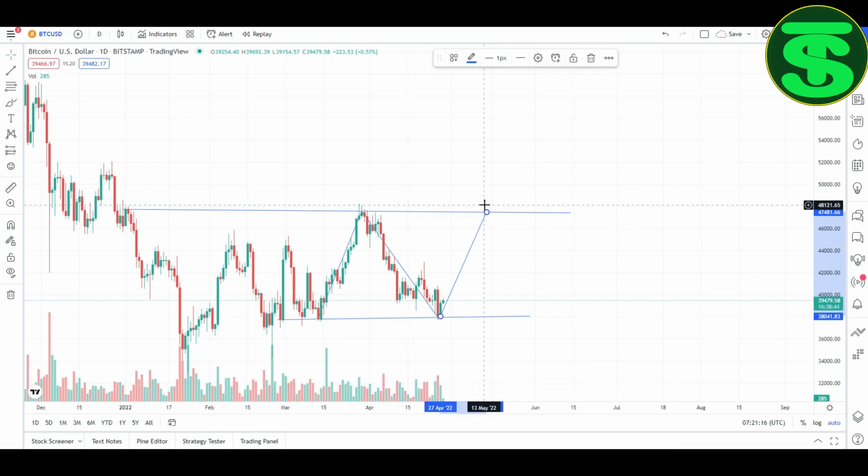So I obviously think this graph is going up and going to this position. It's going to 40K or 46K. So my prediction is this.